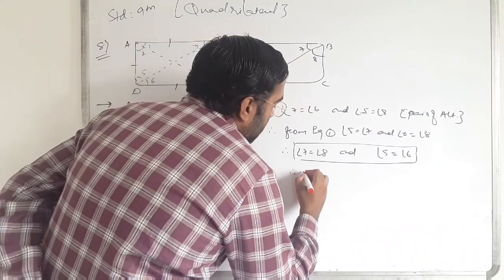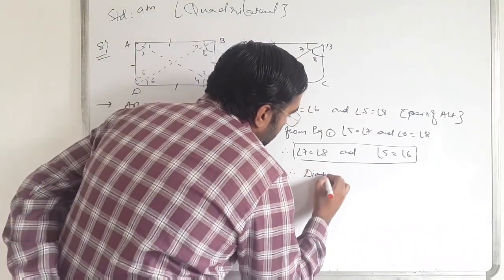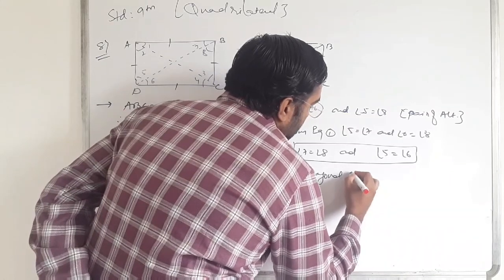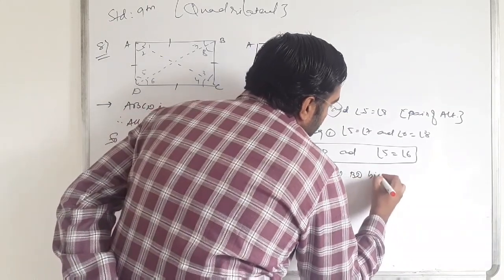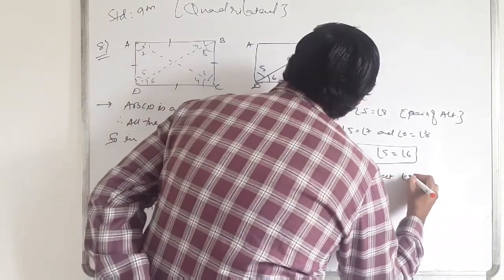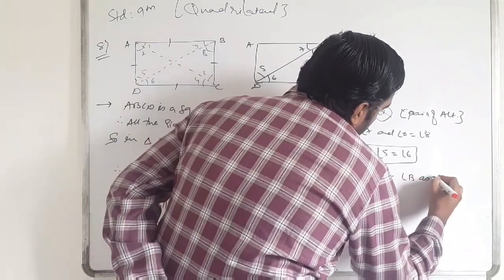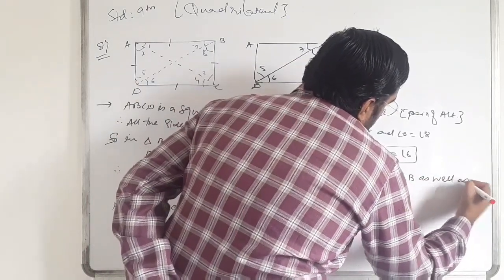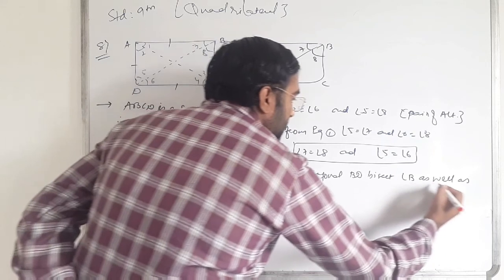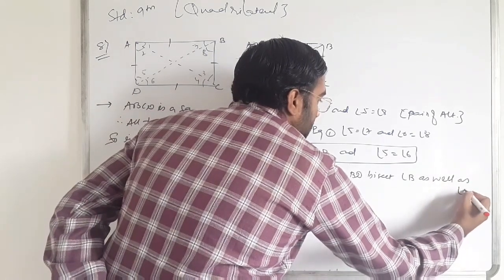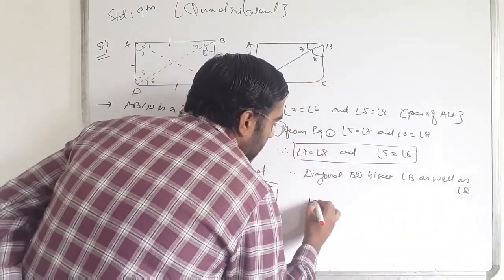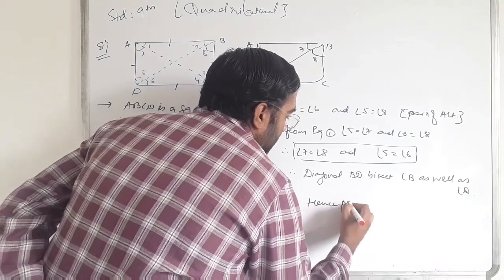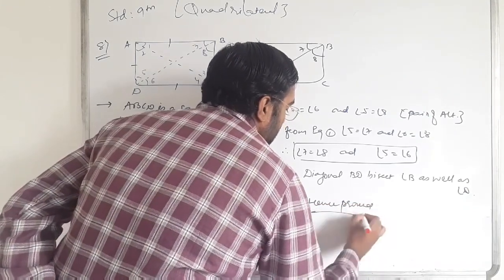Therefore diagonal BD bisects angle B as well as angle D. Okay, hence proved. Clear that?